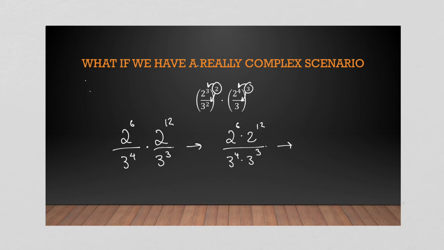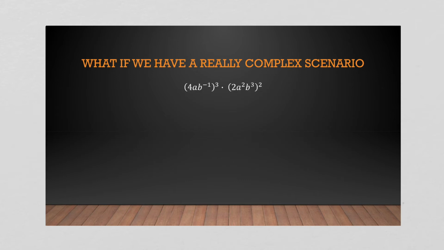And I have a common base on both the top and bottom, so I can combine those. I have 2 to the 18, so I do 6 plus 12, and I have a 3 to the 7 because I do 4 plus 3. But from there, I can't do anything else. I'm done. You need to know when to stop. You don't have a common base, so there's nothing more that you can do. That is it.